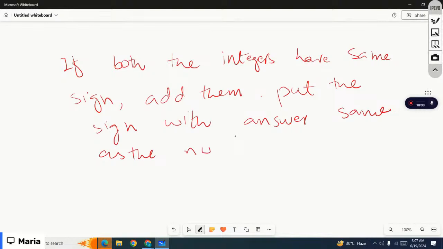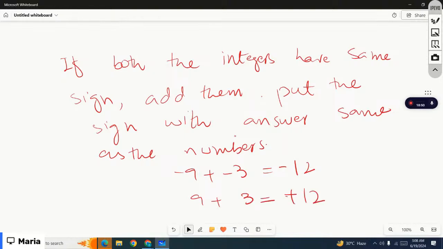For example, if both the numbers are negative, negative 9 and negative 3, you have to add, but both the numbers are negative, so the answer is negative. If both the numbers are positive, add. Both the numbers are positive, so the answer must be positive. Got it? You can note down this rule. These are very important when you are adding integers, right?